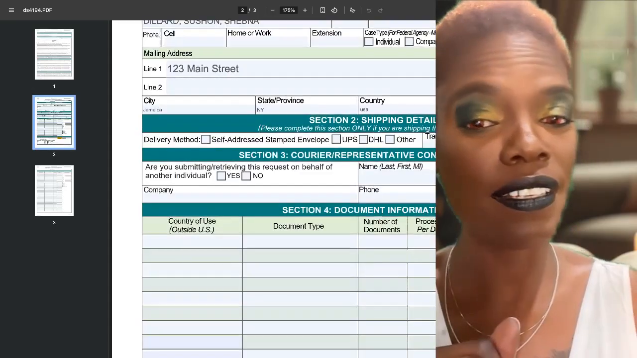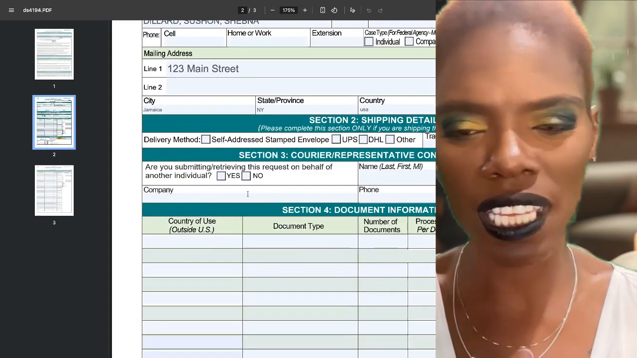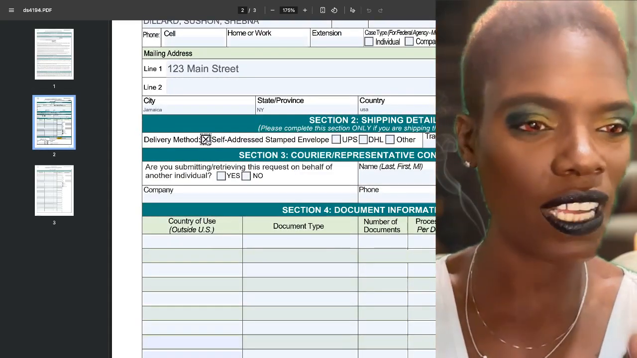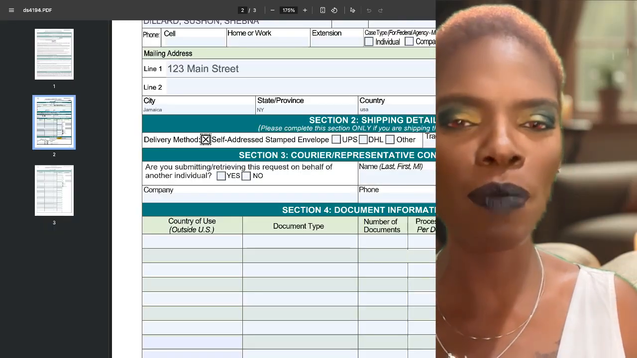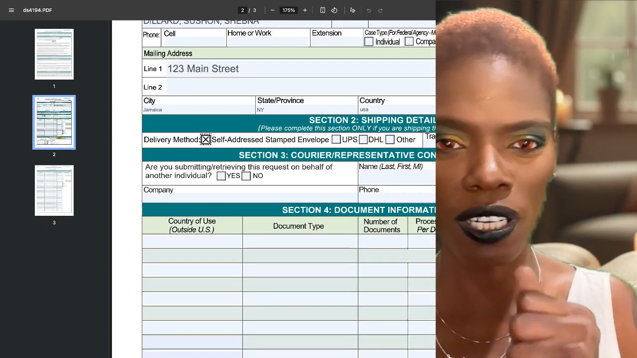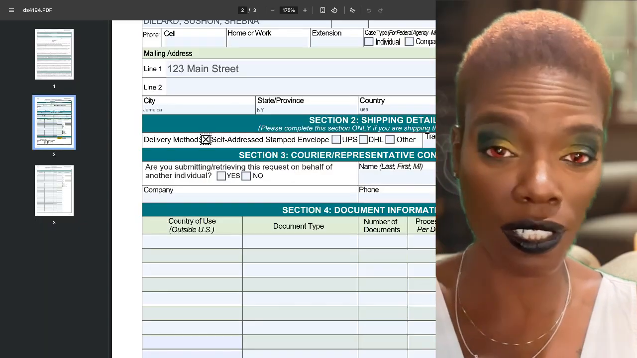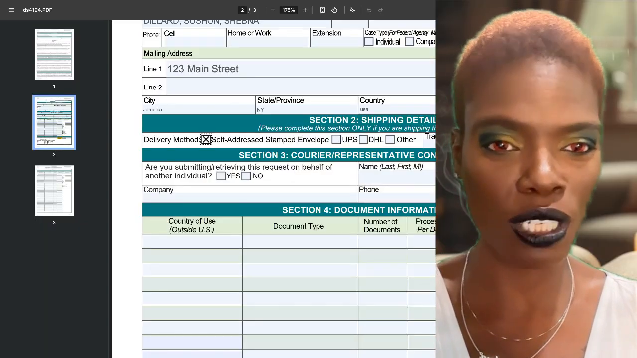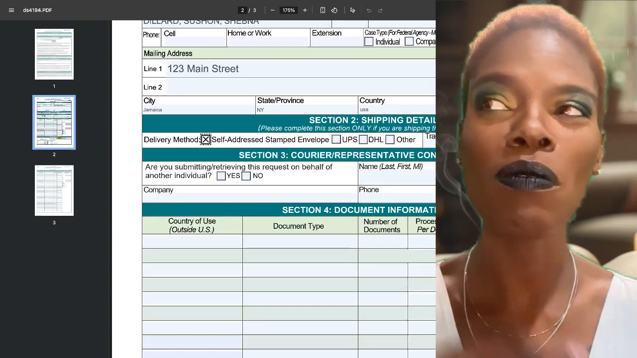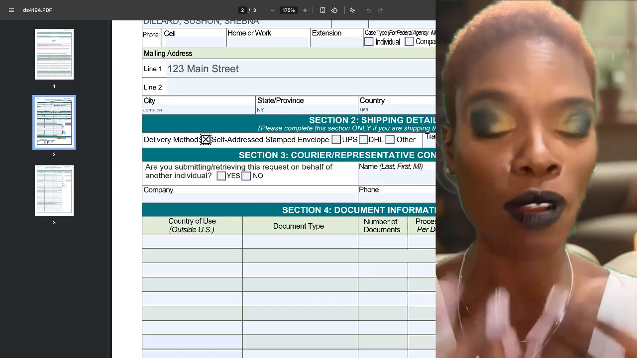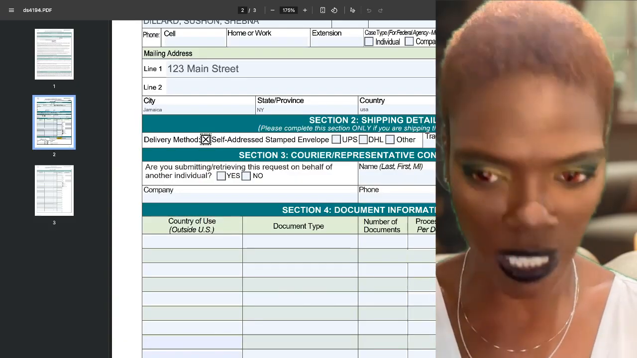Okay, and now we're going to move on down. Once again, another self-addressed stamped envelope, just like the first one. Put extra postage on it. Put extra stamps. It doesn't hurt to put extra stamps on your self-addressed envelope because that process will get your birth certificate back to you rather quickly, okay?